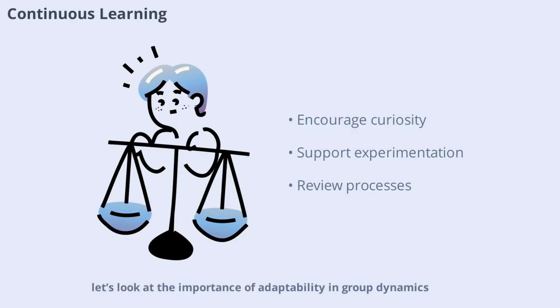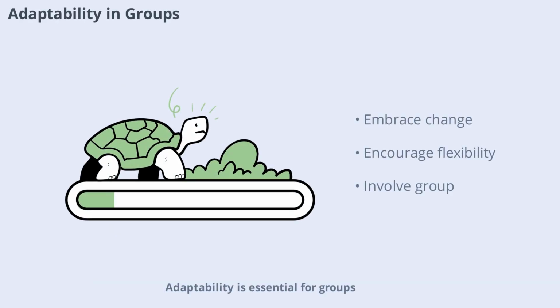Next, let's look at the importance of adaptability in group dynamics. Adaptability is essential for groups facing changing circumstances or unexpected challenges. Teams that are open to new ideas and willing to adjust their approach are more likely to succeed. Leaders can model adaptability by being flexible and encouraging experimentation. It's also important to involve the group in problem-solving and decision-making. By fostering adaptability, teams can navigate uncertainty with confidence.